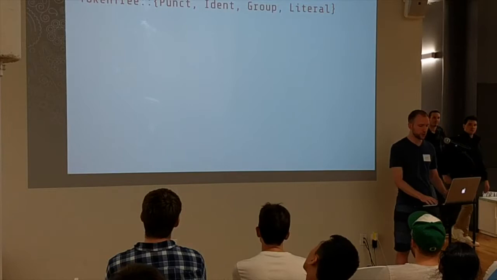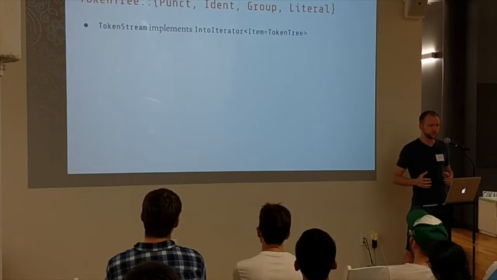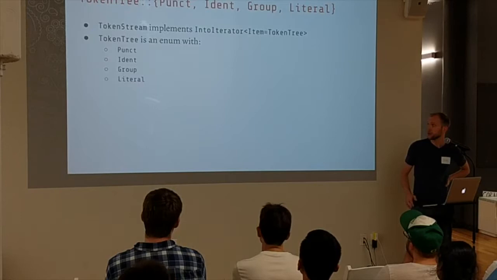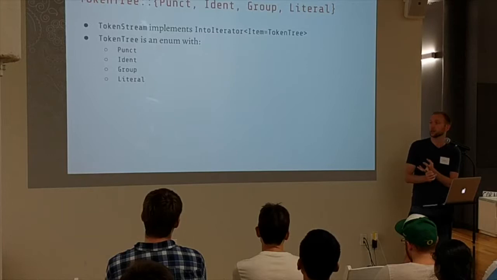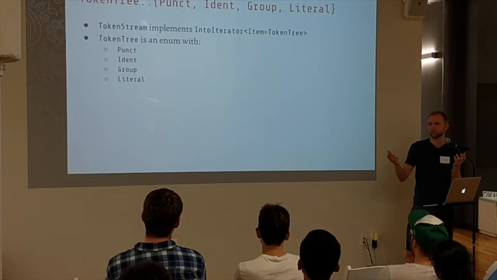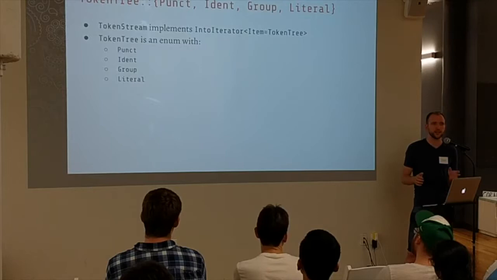So a token stream is an iterator over token trees, and a token tree is an enum with four types: a punct, an ident, a group, and a literal. A literal is anything like a string, a number, a character. A group is anything that's surrounded by curlies or parentheses or square brackets. An ident is anything that's like a name or a single word. And a punct is forward slashes, less than signs, all that kind of stuff.